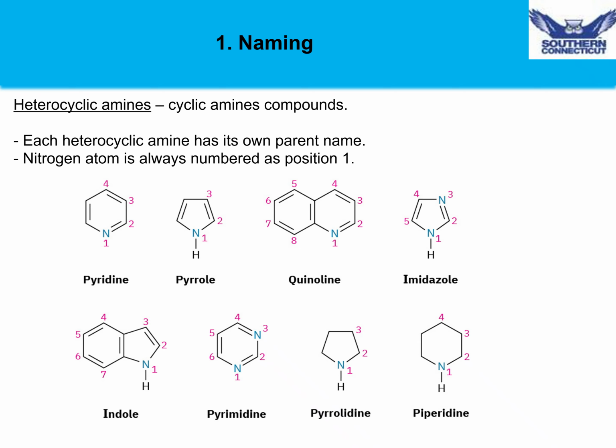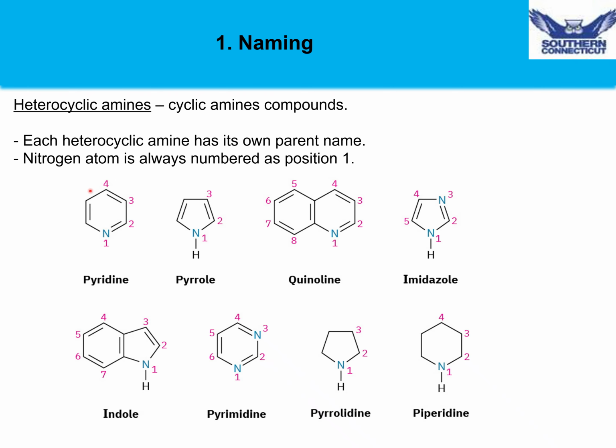Although we won't spend too much time on naming heterocyclic amines, it's important to know the basics of naming these compounds. Heterocyclic amines, as you might recall, are cyclic amines. We saw a few examples in the aromatic chapters. These compounds typically will have their own parent name depending on which heterocycle it is, and usually the nitrogen will be position 1 in naming these compounds.